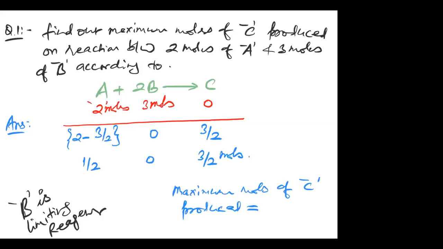Maximum moles of C produced should be 3/2, or you can say 1.5 moles. So you have to find out the maximum moles of C produced on reaction between 2 moles of A and 3 moles of B according to the reaction A plus 2B gives C. Eventually, maximum moles of C produced should be equal to 3/2 or 1.5 moles. We'll do more questions related to limiting reagent.